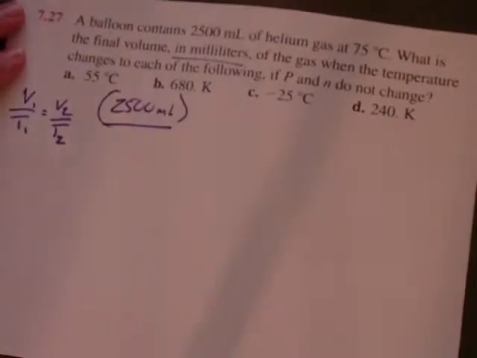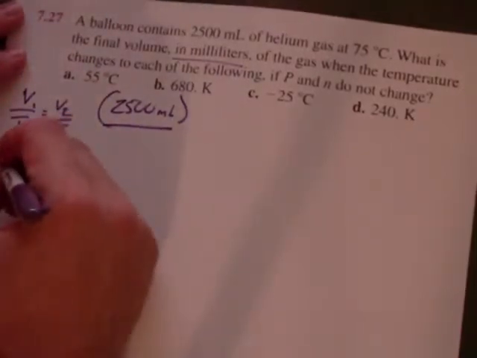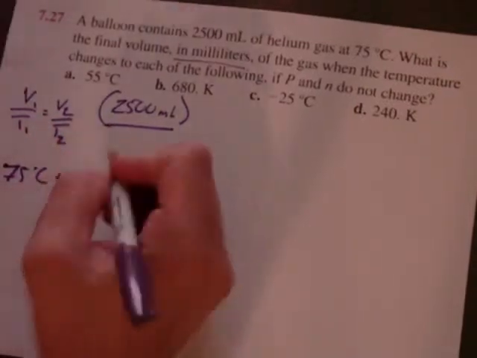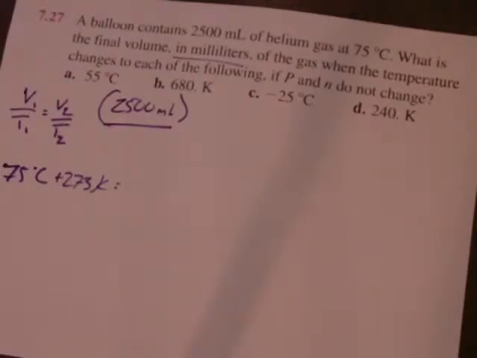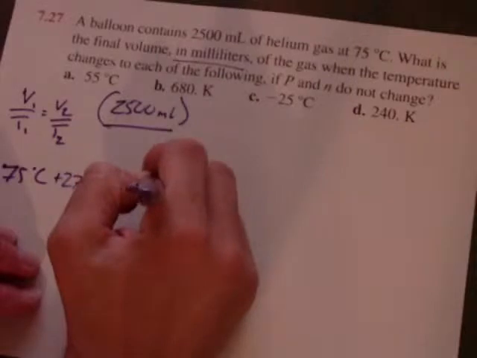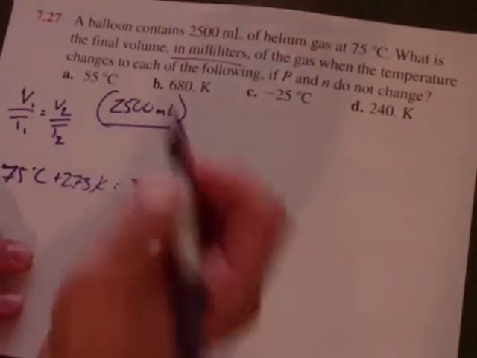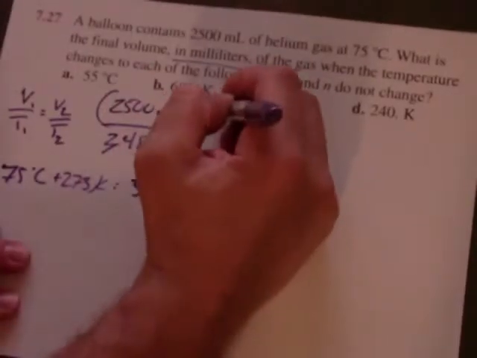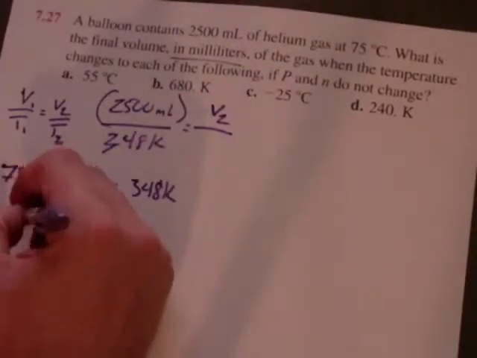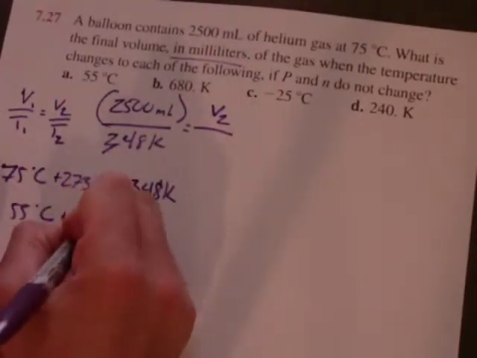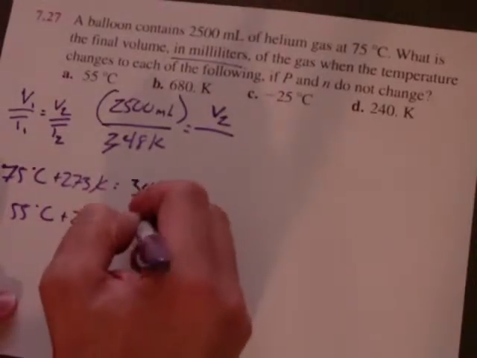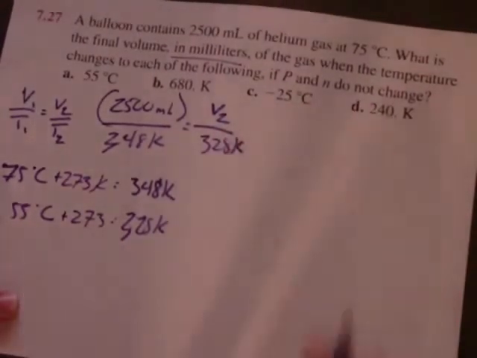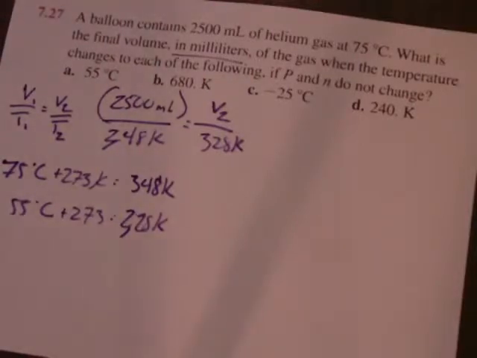Our T1, well, we have the initial temperature of 75 degrees C, but we need to convert that to Kelvin. So 75 degrees C plus 273 Kelvin gives us 348. And then we'll put that there. Our V2 is what we're trying to solve for, and T2 is 55 degrees C. Need to add 273, and so we get 328 Kelvin. So we'll put 328 Kelvin there.